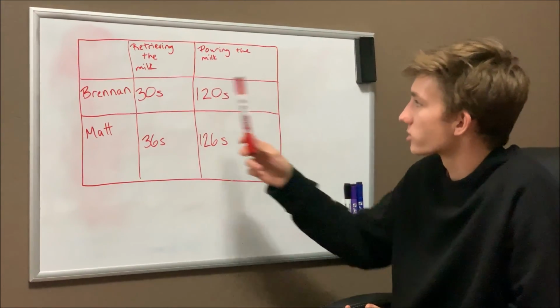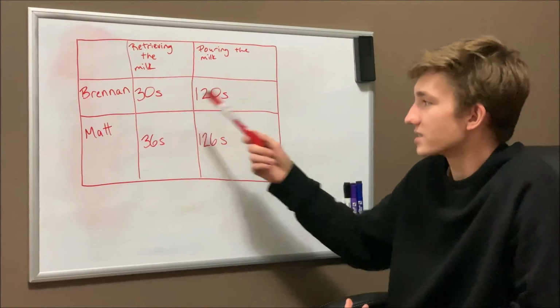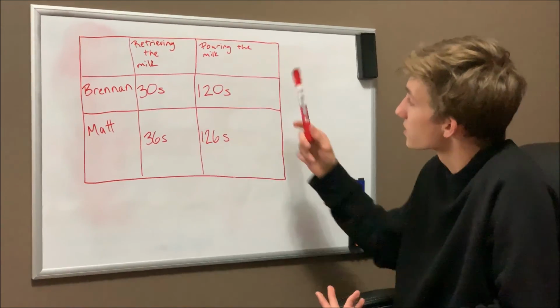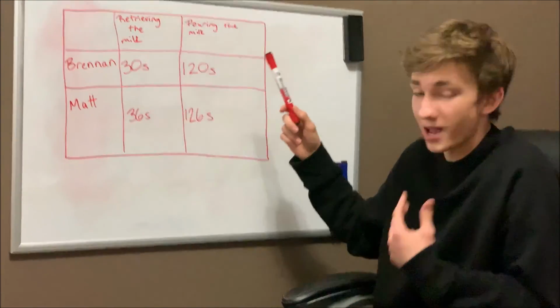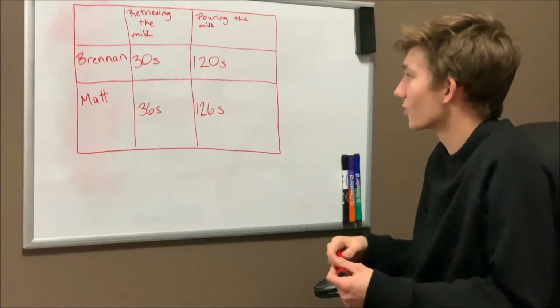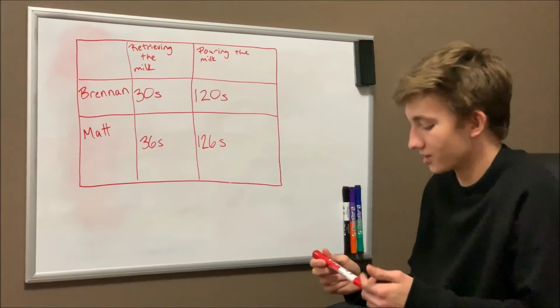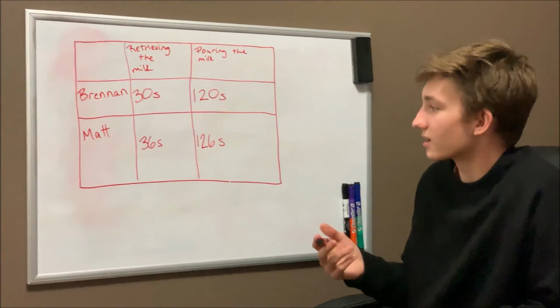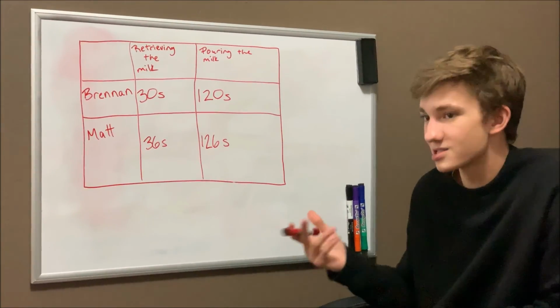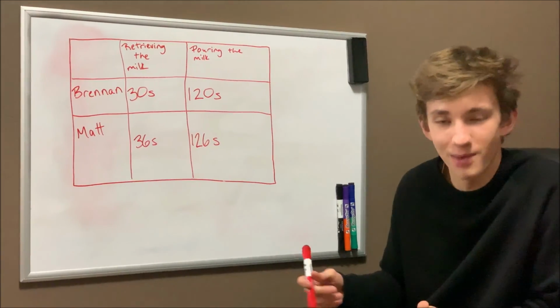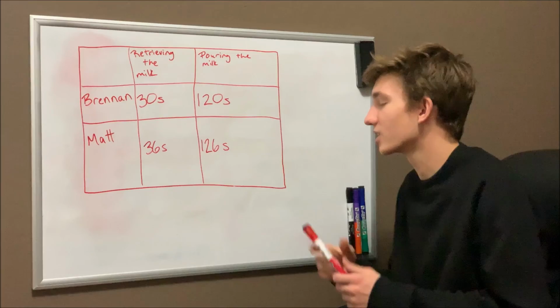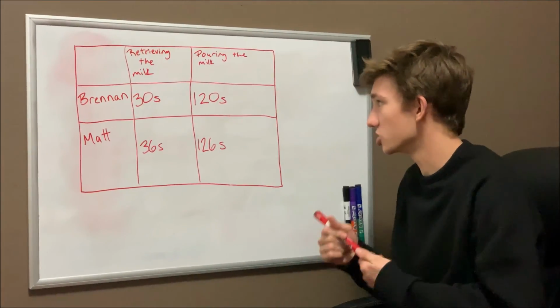So as you can see, for retrieving the milk, Brennan has an absolute advantage because he's able to do it faster than I am, but he also has an absolute advantage in pouring the milk because he can do it faster than I can. But we're not really interested in that in terms of trading, or I guess assigning positions in a bakery. We're going to be more concerned with how fast we can do it in comparison to other things we can do.